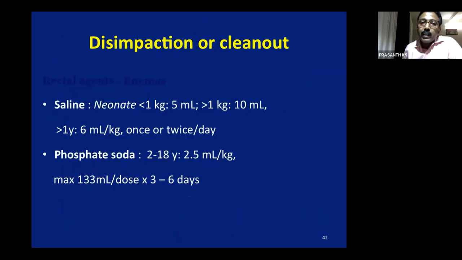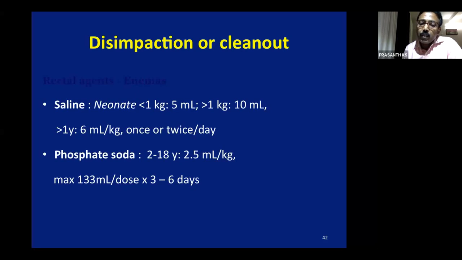And what are the rectal agents that are used for disinfection or clean out? Especially in a neonate, saline is recommended. It is weight based. If it's less than 1 kg, you can use 5 ml, more than 1 kg, 10 ml, and escalating doses depending upon the age. Then phosphate soda is another pharmacologic agent that can be used for disinfection.